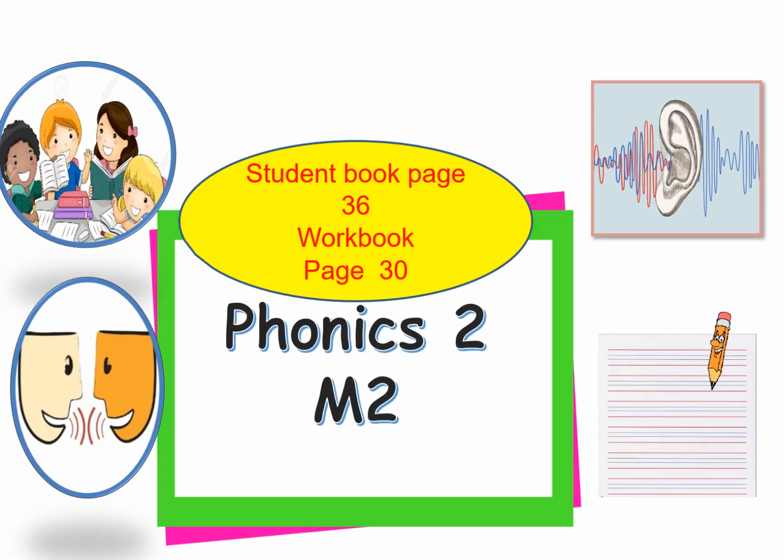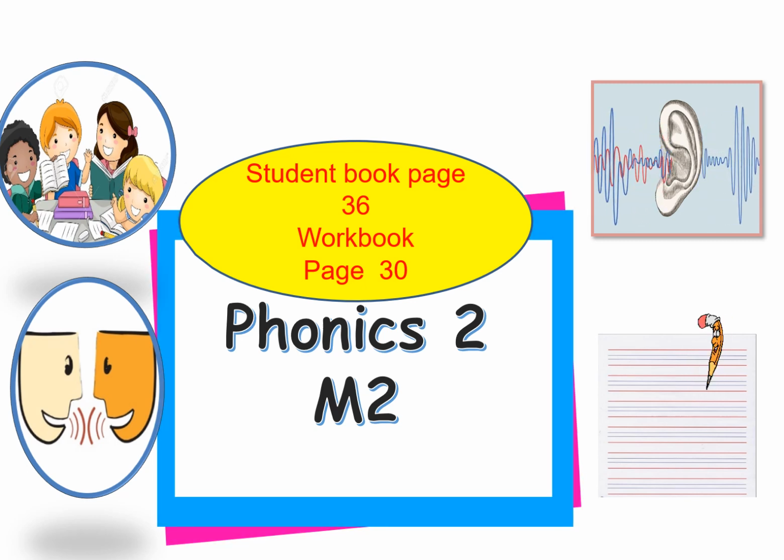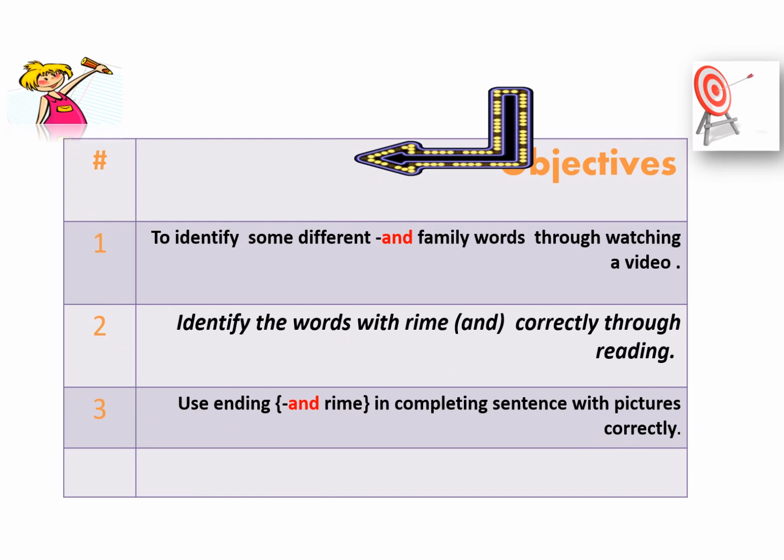Yes, it is. Now we come to the second big lesson, which is called Phonics 2. In your student book page 36 and workbook page 30. The objective of the lesson is to identify some different AND family words through watching a video or reading some words. Number 2, identify the words with rhyme correctly through reading. Number 3, use the ending AND rhyme in completing sentences with pictures correctly.